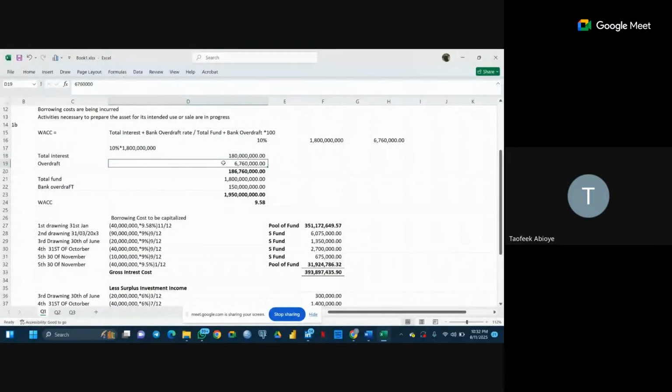The bank overdraft, because they did not give us the rate, however, they give us the total figure already. And if they give us the rate, we are not going to use this. What we are going to use is the rate multiplied by that 240 million, which is the total bank overdraft. But for the fact that they did not give us the rate, they give us the actual figure. So we just went ahead to add the actual figure to the 180 million, this is the total interest from the pool of fund. And this is the total fund that comprises the pool of fund. So we are told that the outstanding as of December is 150. And we have this to be 1.8 billion. So that is why we add this together to get the total fund divided by this total interest.